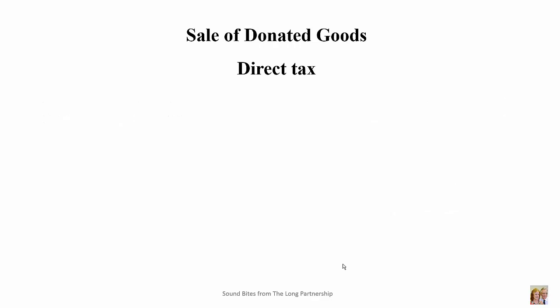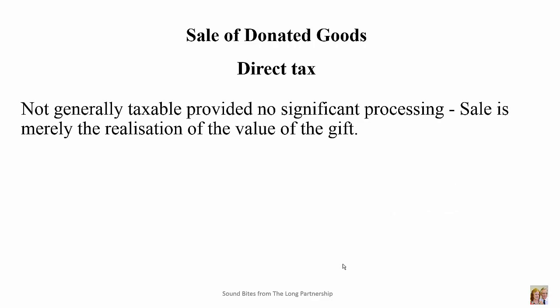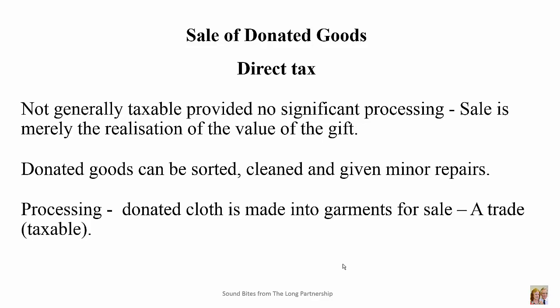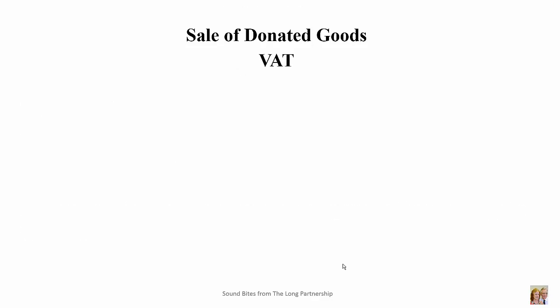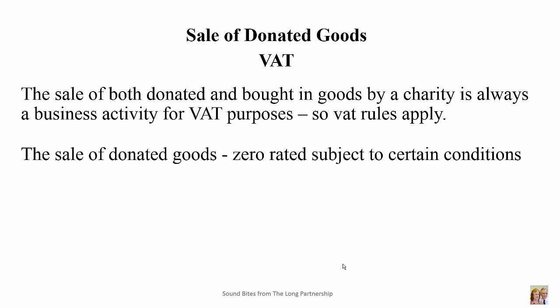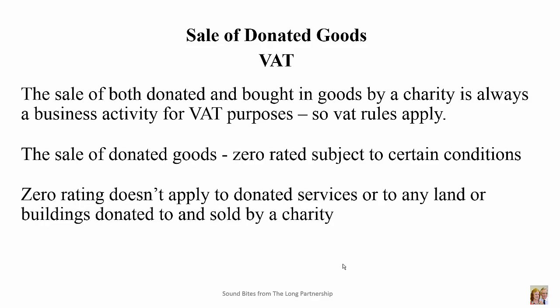Turning now to some specific types of income, I want to start by looking at the sale of donated goods. Provided there is no significant processing, then the sale of these items is tax-free. When it comes to VAT, the sale of anything, whether donated or bought in, will be a business activity and VAT will apply. But in general, the sale of donated goods is zero-rated. This does not apply to services.